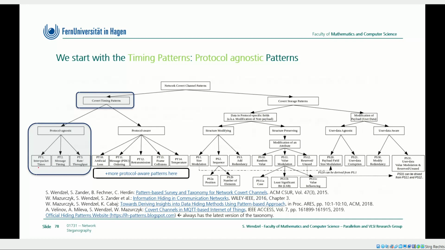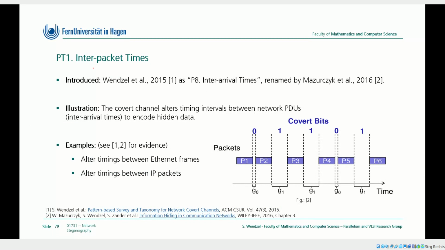What are they doing? So the first pattern is the inter-packet times pattern, introduced in 2015 originally as the inter-arrival times pattern, but inter-packet times is a little bit more generic. And so the pattern was renamed in the Wiley book. How does it work? Well, the covert channel alters timing intervals between network protocol data units, which are packets, frames, and so on, to encode hidden data, as you can see here. So packet 1 and packet 2, if the time gap is small, then it might be a 0-bit. If it's a larger time gap, then it would be a different bit, for instance. Examples, well, you can do this with basically all PDU types, be it Ethernet frames or IP packets.